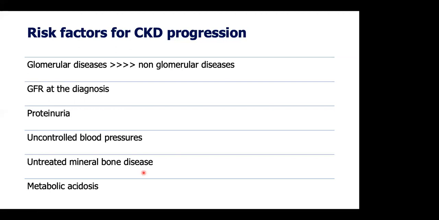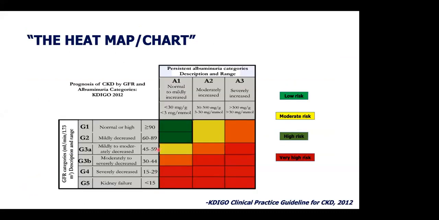Proteinuria and uncontrolled blood pressure are definitely the most important risk factors for progression of CKD. Untreated mineral bone disease with high PTH levels would further worsen the CKD, and metabolic acidosis is also an important risk factor for CKD progression. You should be treating all of these and using certain therapeutic strategies, which we'll be discussing in the further slides. So this is a heat map or chart given by the KDIGO guideline 2012.